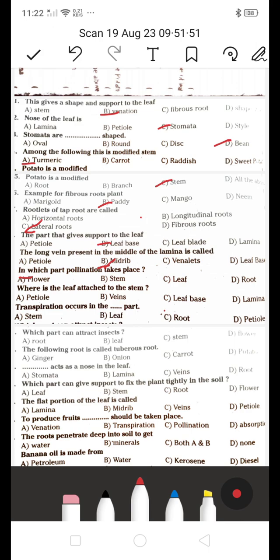Where is the leaf attached to the stem? Is it petiole, veins, leaf base, or lamina? Which is the right answer? Its answer is petiole. A is the right answer. The leaf is attached to the stem by the petiole.